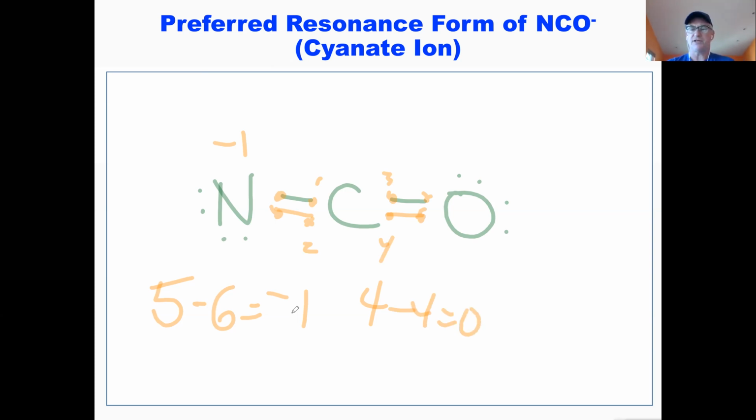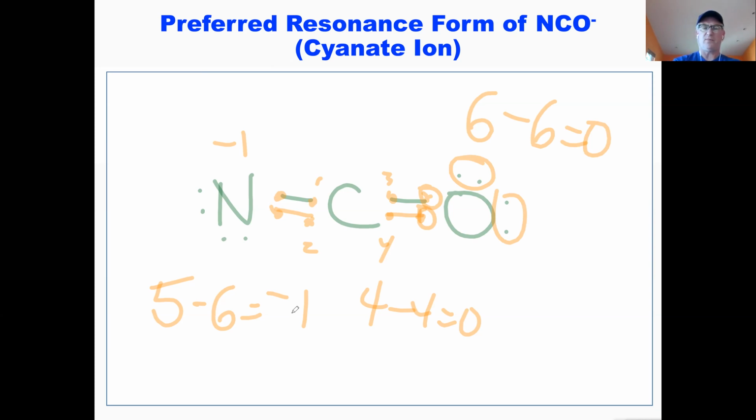What about the oxygen? It should have 6. How many does it actually get to call mine, mine, mine? 6. It's got 6 too, right? It's got 2, 4, and then these 2. 1 bond, 2 bonds. 6. So that's a structure. It has relatively low charges, only got 1, and everybody has an octet.